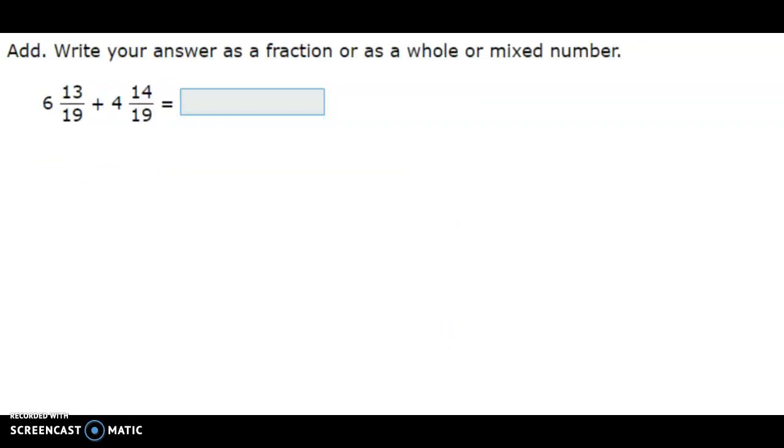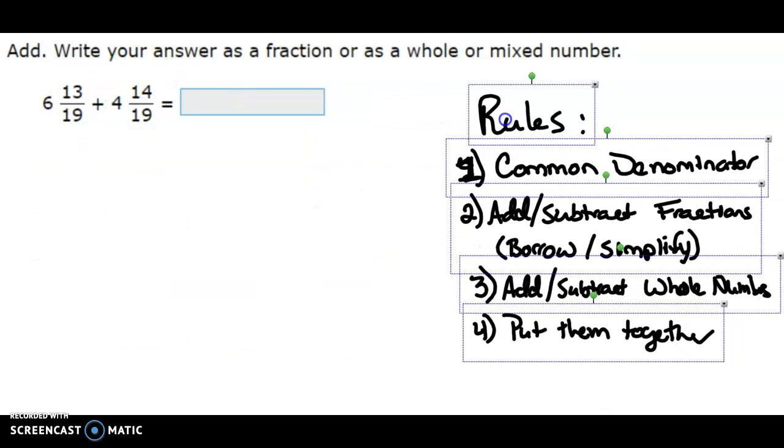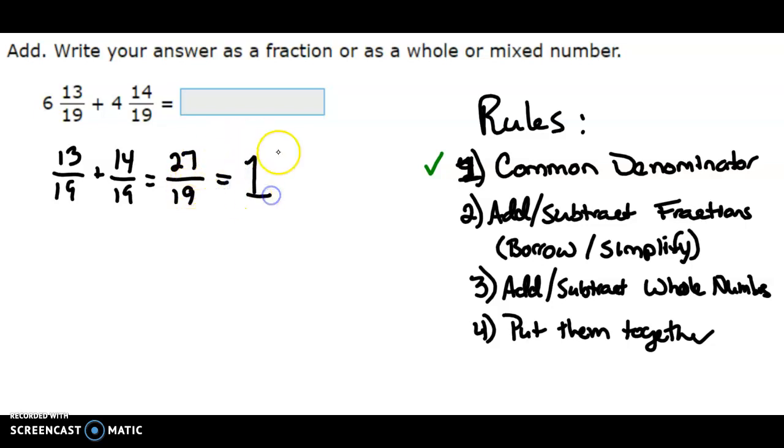The final question that we're going to go over today, we have a common denominator already, so we're good there. Step 2 is to add or subtract our fractions. We have 13/19 plus 14/19, which equals 27/19. This is not simplified since it is an improper fraction. 19 goes into 27 once with 8 left over, so it's 1 and 8/19. There's nothing that you can do with that.